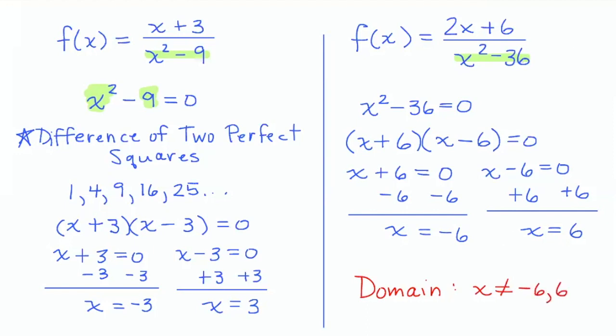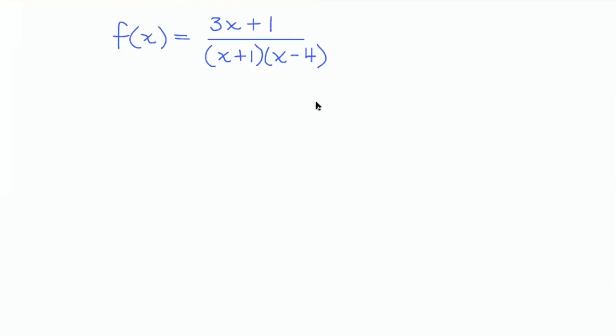Now there's one other situation we should take a look at, and that is sometimes they do you a little bit of a favor. And when they give you your rational function, it's actually already factored. So you might see something that looks like this.